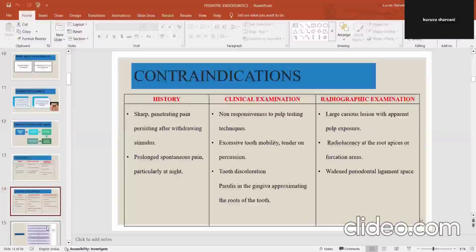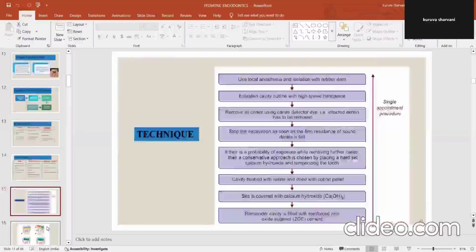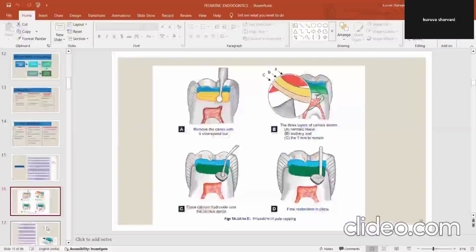So, the procedure. Initially, whether it is vital pulp therapy or non-vital pulp therapy, we are going to administer local anesthesia with rubber dam. Isolation is a must. Next, you are going to remove all the caries, that is the infected dentin and everything. Later, the cavity is cleaned. Next, we are going to place calcium hydroxide followed by zinc oxide eugenol cement. This is the procedure.